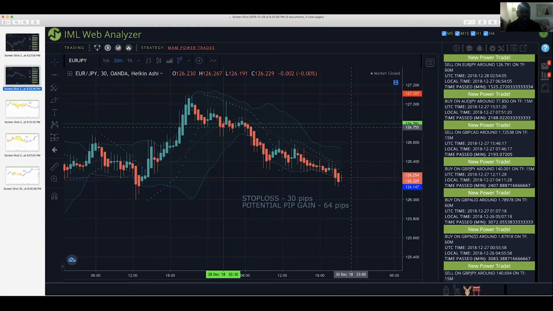And so in this case, there was a sell opportunity that was called out by the Web Analyzer. It was analyzing the market and giving us trade tips. Right here, it gave us some information that there was an opportunity here to sell on the euro versus Japanese yen. Stop loss would have been about 30 pips, and my potential gain would have been about 64.